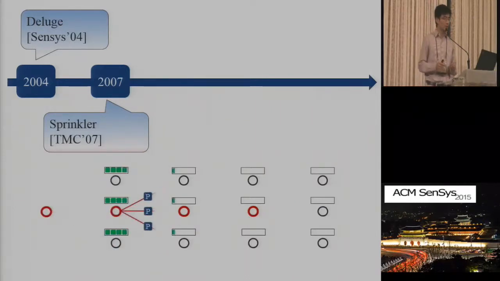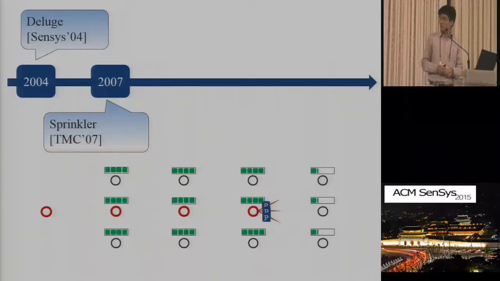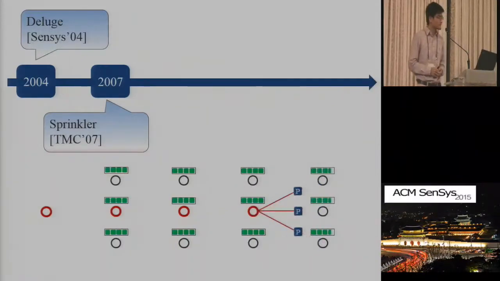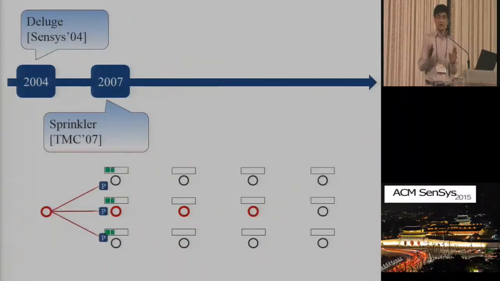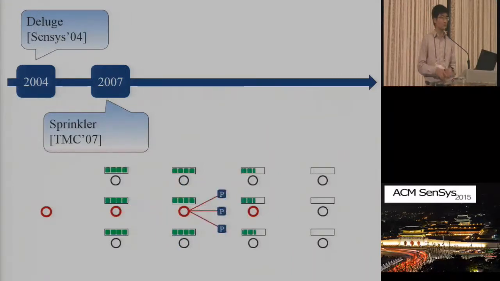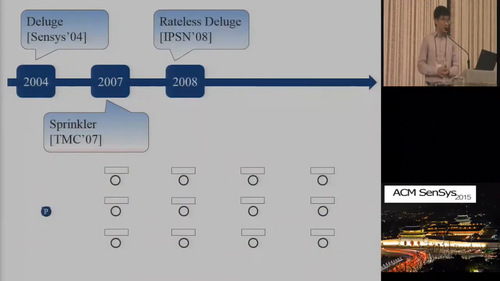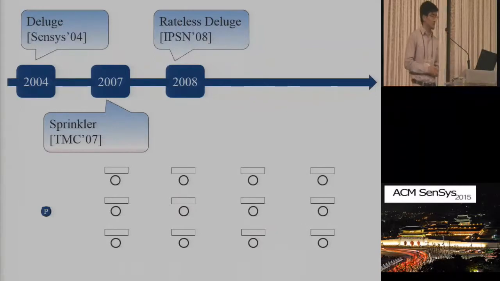Three years later, Sprinkler was proposed. With Sprinkler, a subset of nodes is selected, as illustrated by the red nodes in the animation. Such a subset of nodes forms a backbone. They are responsible for delivering the data from the source to the rest of the nodes in the network. One year later, rateless code was implemented for data dissemination.